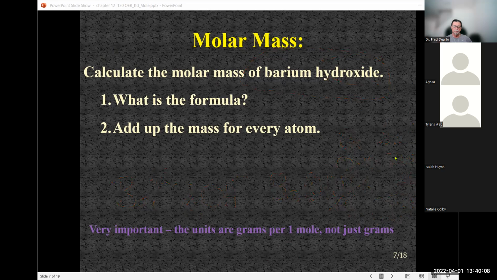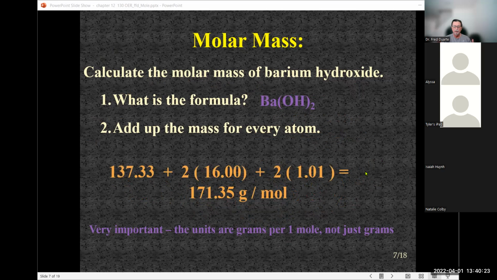Clear it up. We calculated, but you have to determine what the correct formula is. And you have to write the right formula because to figure out the molar mass, you have to make sure you have the right number of atoms of each thing, okay? And so now you end up with 171.35 grams. Think about this for a moment.